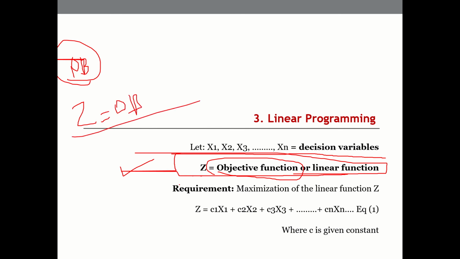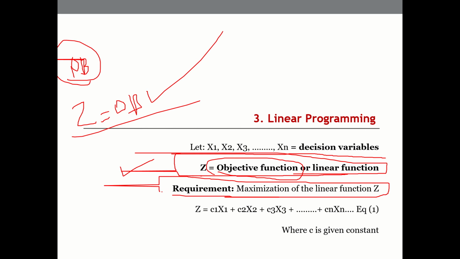Objective function, that means this is actually the decision that we are looking for. So Z is the objective function, or a linear function. The requirement is, let's say, a maximization of Z. What is the maximum profit that we can get? What is the ideal solution that Z can offer? That is what we are aiming for.